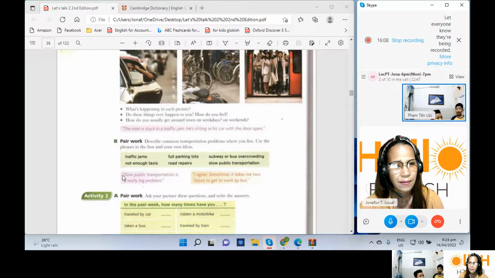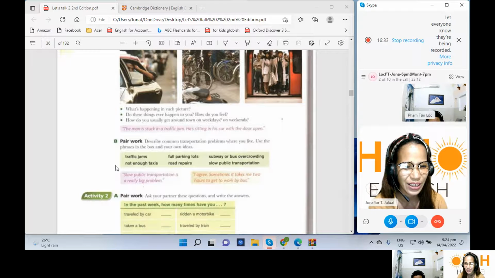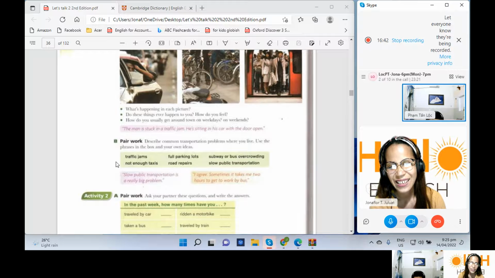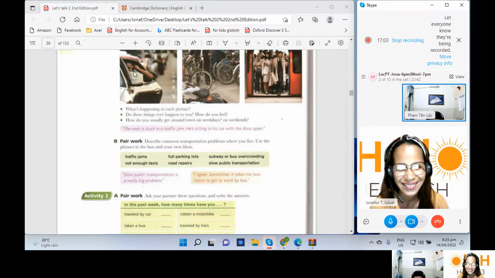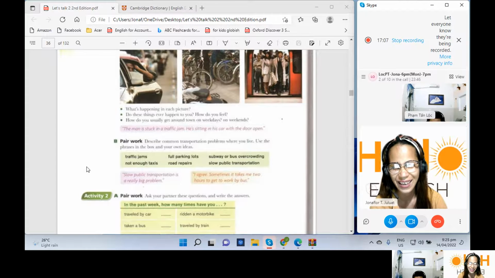Hey, what's wrong? Don't worry, don't worry. Okay, wow, you're so cute. I don't know what you're talking about, but it's very cute to hear. Okay, traffic jams, full parking lots, low public transport. You don't understand what I said before. Yes, but I enjoy listening to your conversation. It's normal, because I have to learn more. Yes. Okay, so let's continue.